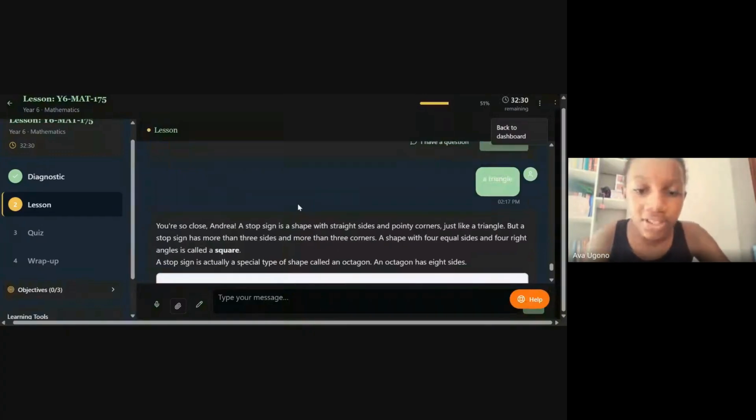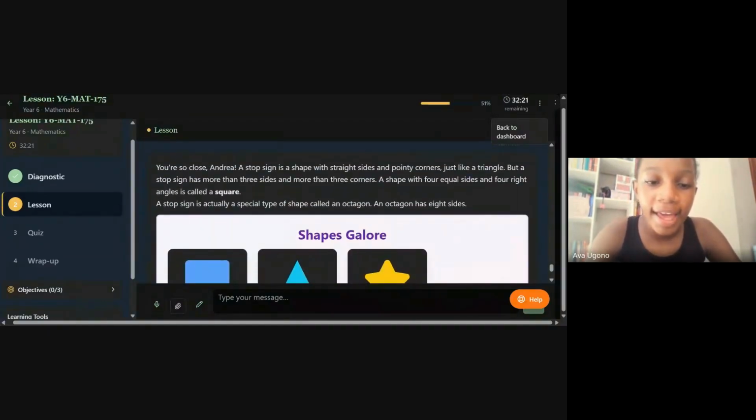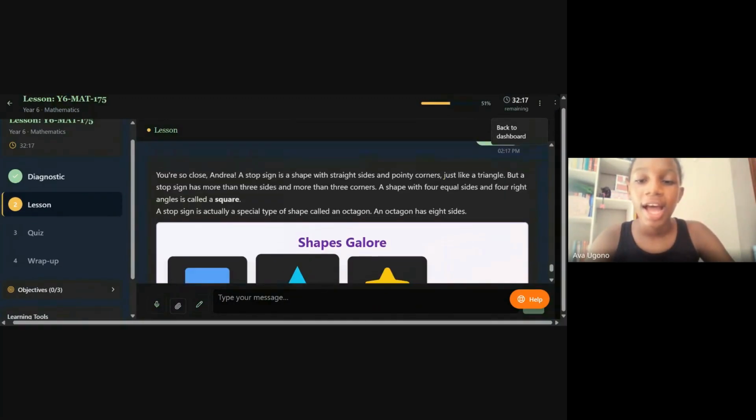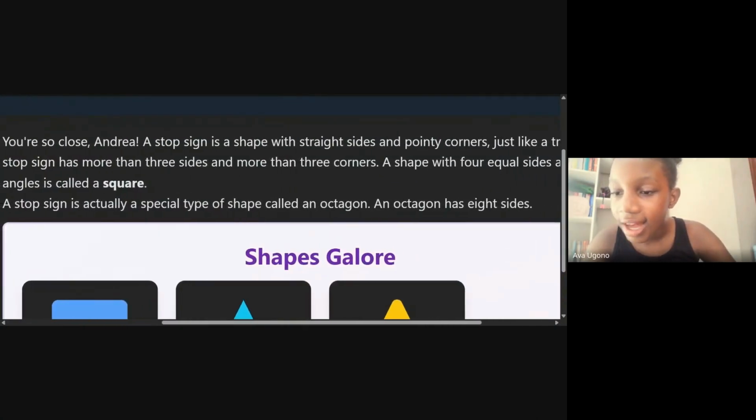You're so close, Andrea. A stop sign is a shape with straight sides and pointy corners. A shape which is called a square. A stop sign is usually a special type of shape called an octagon. An octagon has 8 sides.